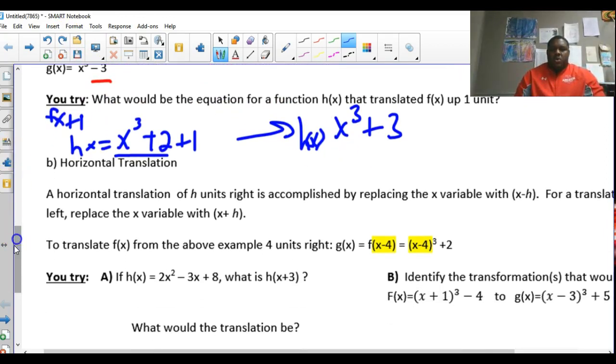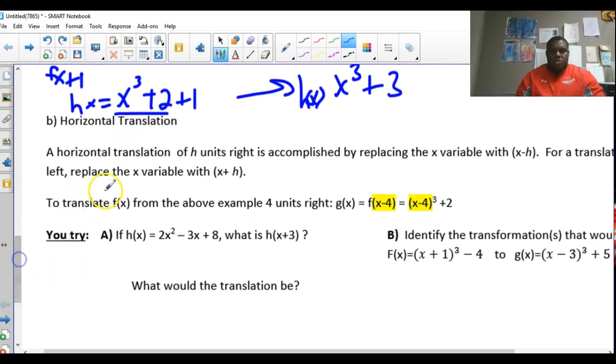All right, B, horizontal translation. Well, I don't have a value for it. So, all right, this is part B. Okay, cool. A horizontal translation of h units right is accomplished by replacing the x variable with x minus h. So again, if you go right, remember it's minus h. If I want to translate it left, I'm going to go plus h.